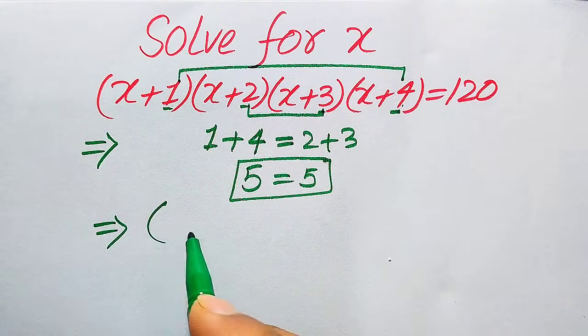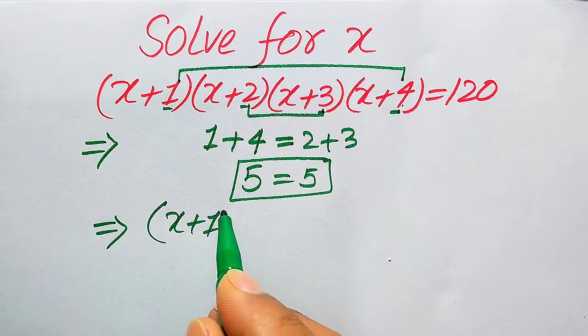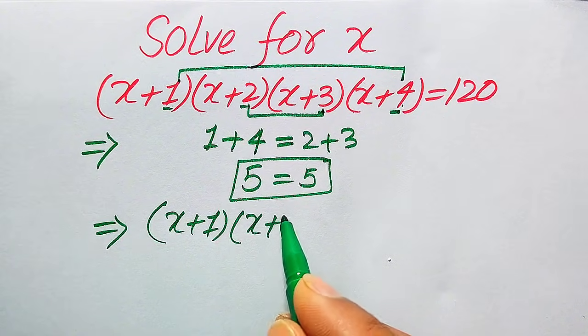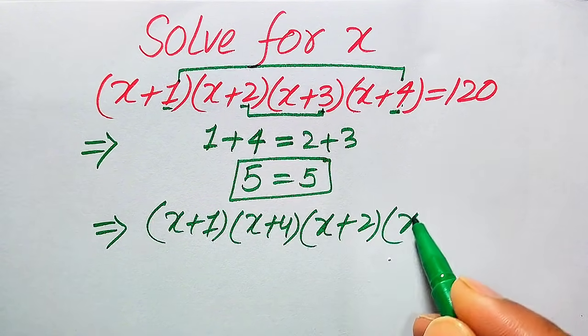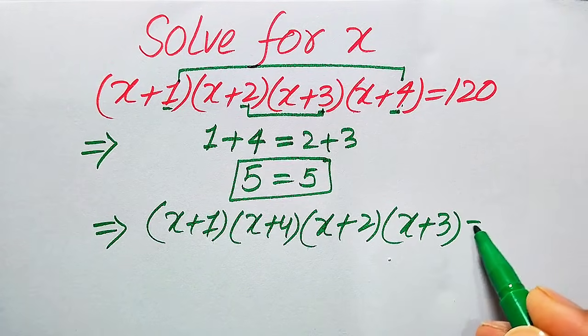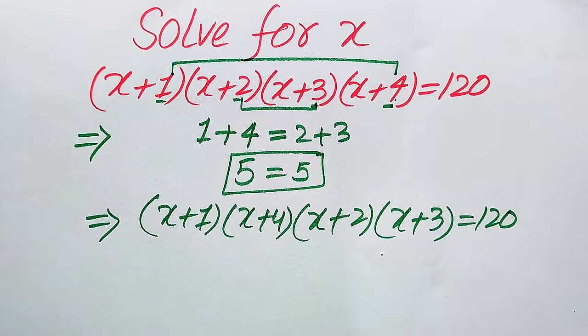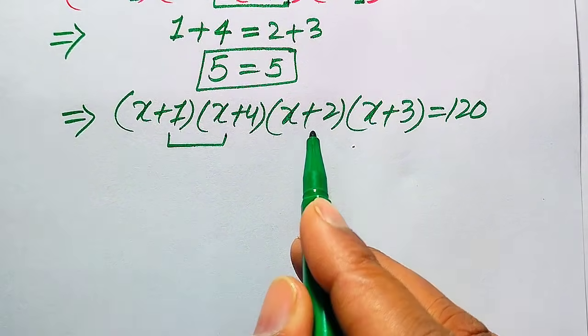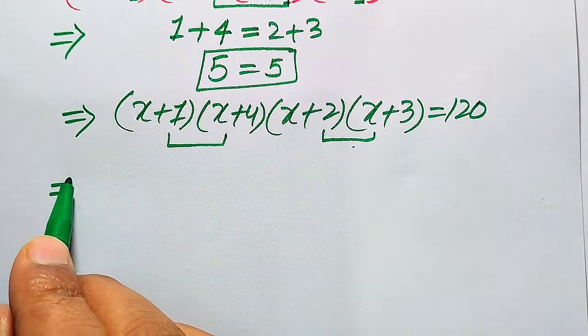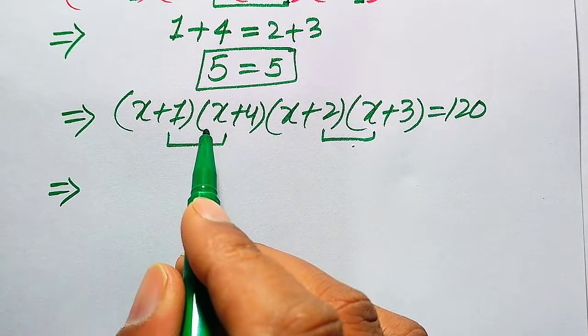So we make the pair of x plus 1 with x plus 4, and we make the pair of x plus 2 with x plus 3, and this whole equation is equal to 120. Here we need to multiply these two factors and these two factors as well. So you know how to multiply these two numbers.